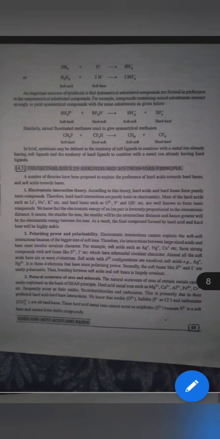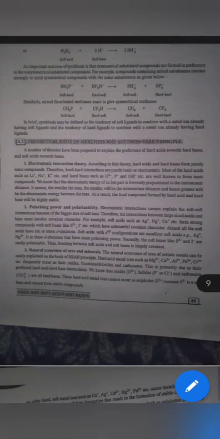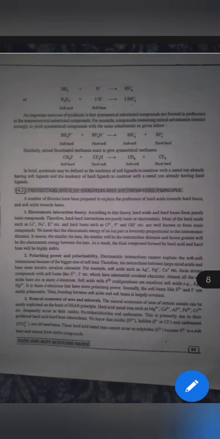Polarizing power and polarizability. Electrostatic interaction can't explain the soft-soft interaction because of the bigger size of the species. Therefore, the interaction between a large-size acid and base must involve covalent character. Almost all soft acids have 6 or more d electrons. Soft acids with d10 configuration are excellent soft acids. The bonding between soft acid and soft base is largely covalent.